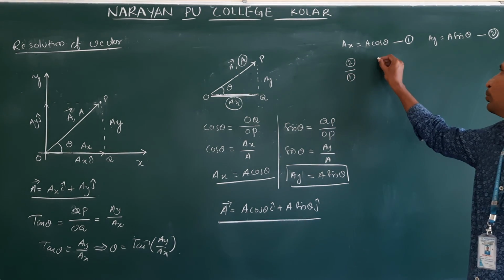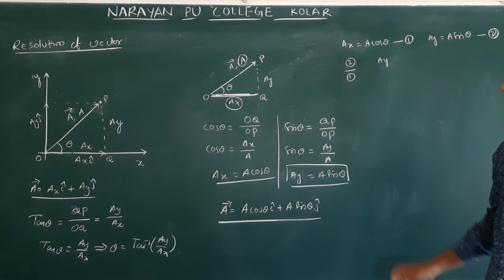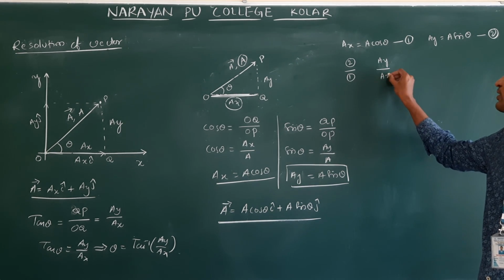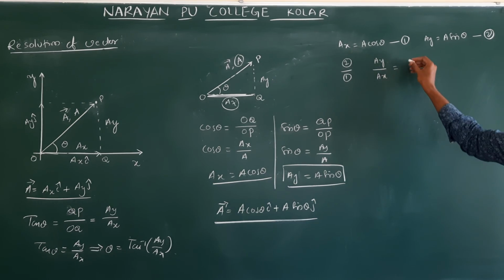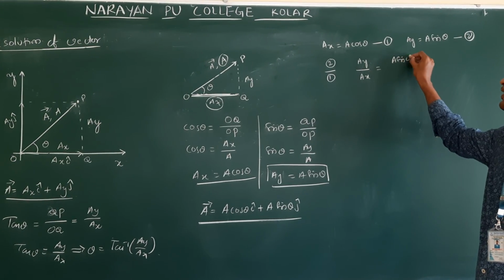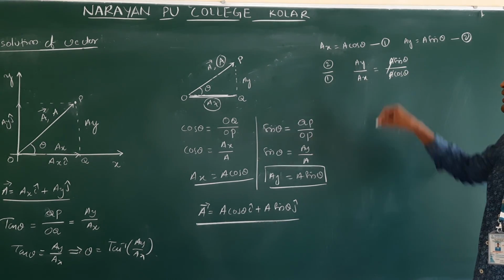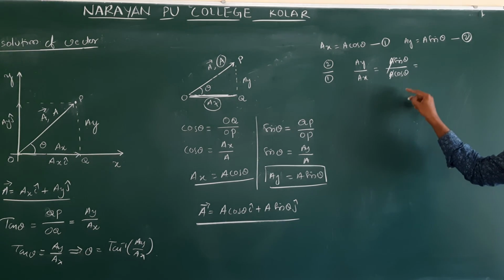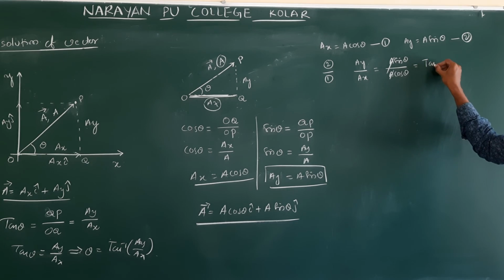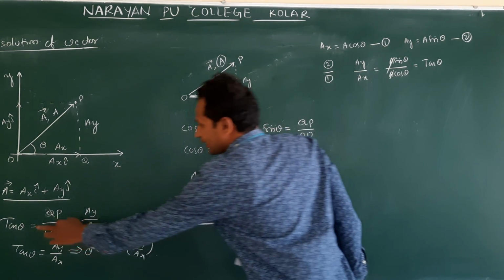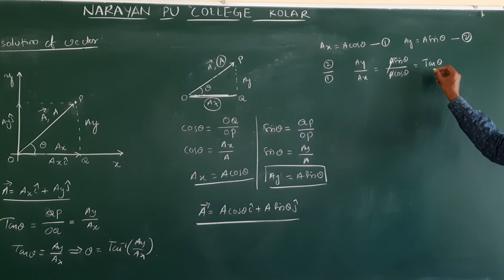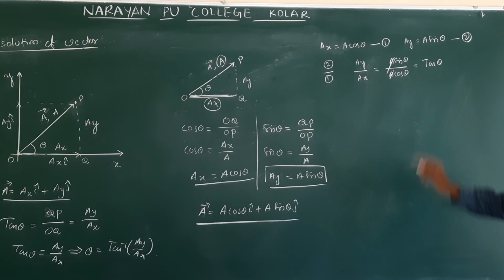What is equation 2? LHS side AY by AX, right? Next, A sin theta by A cos theta. A cancels. Sin theta by cos theta is what? Tan theta. What is there here? Tan theta is equal to AY by AX. What did we get here? AY by AX is equal to tan theta. Right?